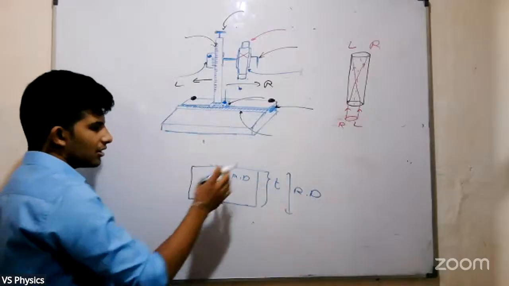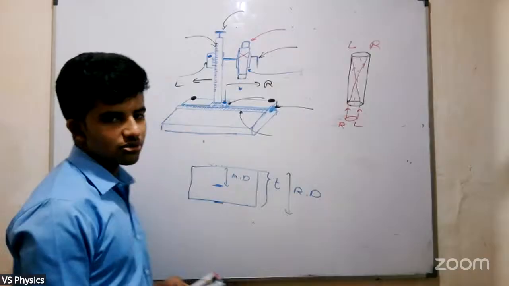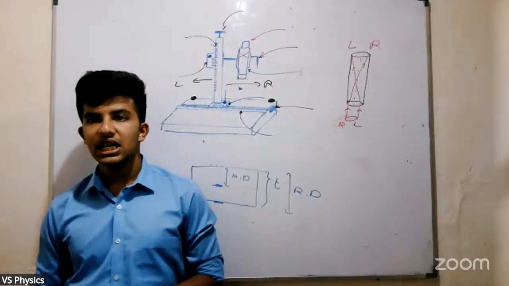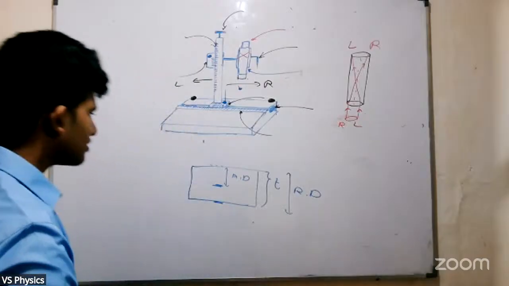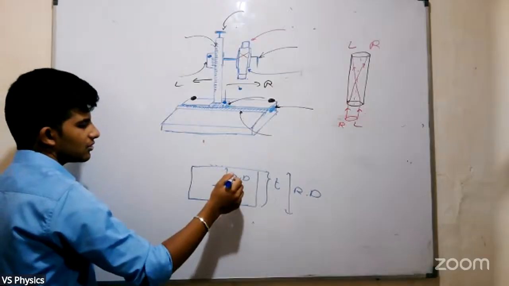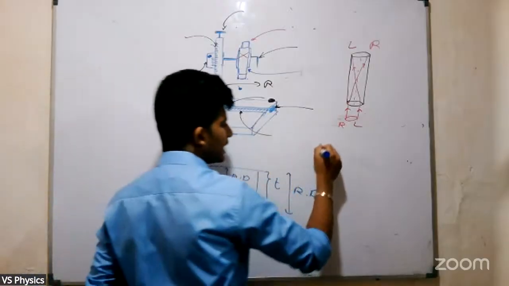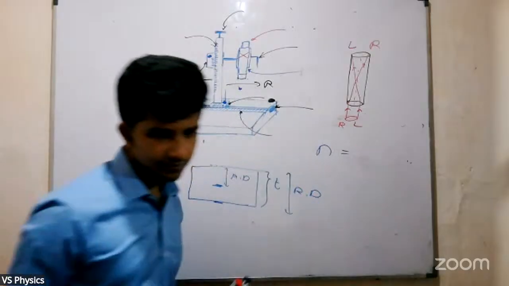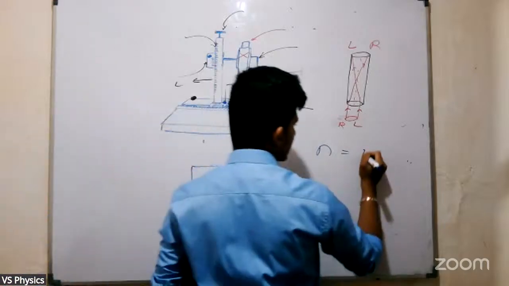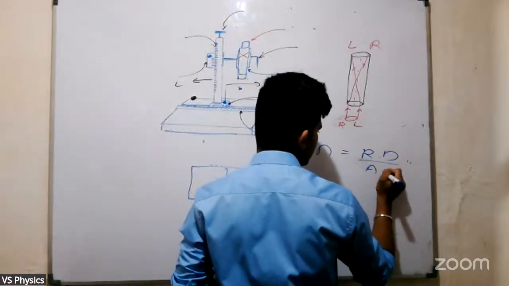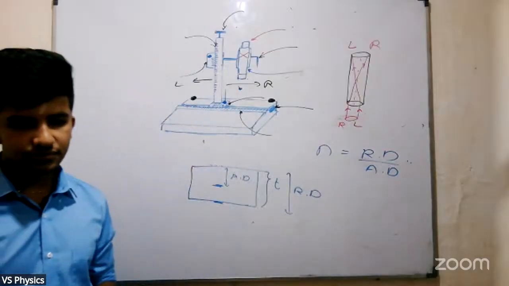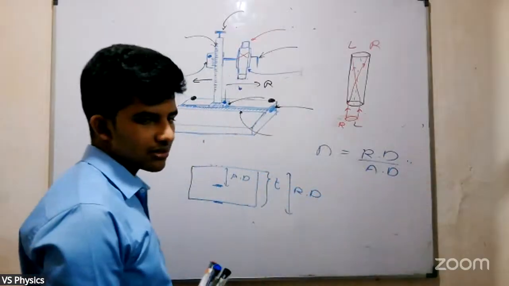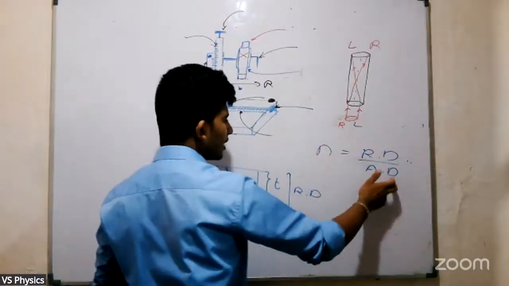That is making me think of tan theta, cos theta in the structured paper again. Maybe it will come in a light question, otherwise they won't ask in the structured paper. Anyhow, you know this formula: n is equal to real depth over apparent depth. The refractive index of a material is based on real depth and apparent depth.